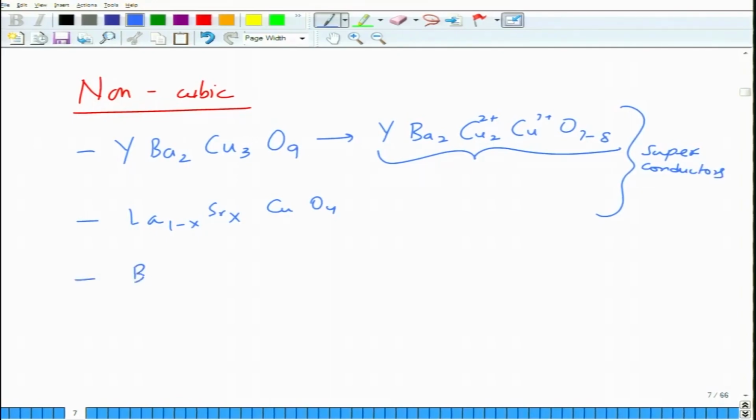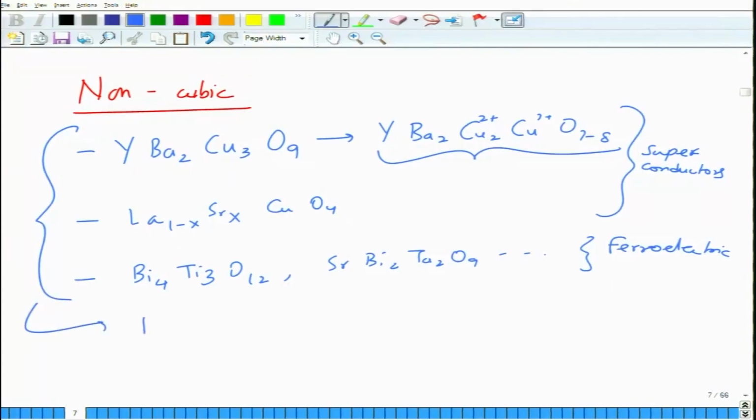Then you have compounds such as Bi4Ti3O12, SrBi2Ta2O9, these are all ferroelectric. They contain perovskite units in them.